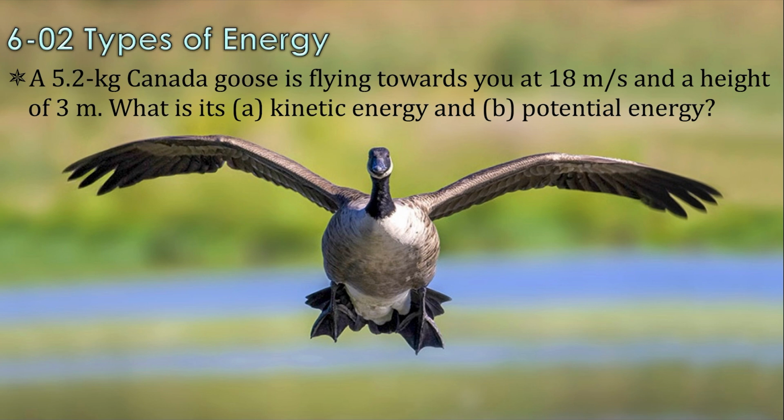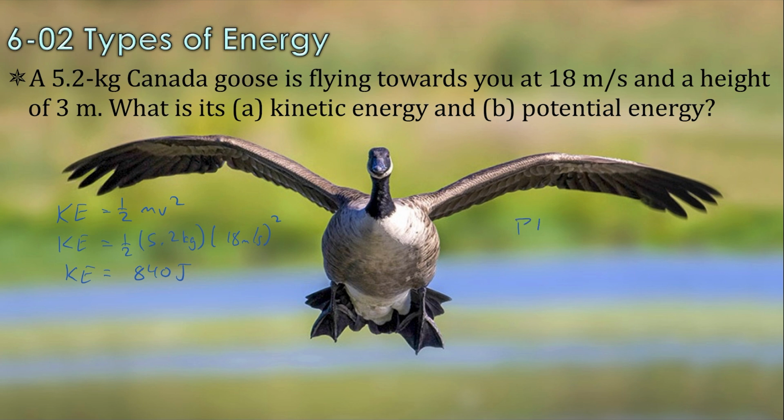A 5.2 kilogram Canada goose is flying towards you at 18 meters per second and a height of 3 meters. What is its kinetic energy and potential energy? Well, kinetic energy is 1/2 mv squared. The mass is 5.2 kilograms, and its velocity is 18 meters per second. We'll run that through the calculator, and you get 840 joules. So it has 840 joules of energy just because it's moving at 18 meters per second.